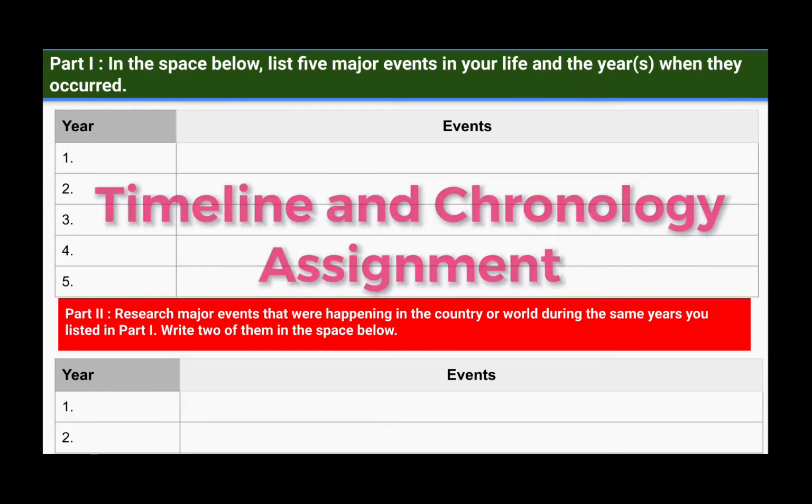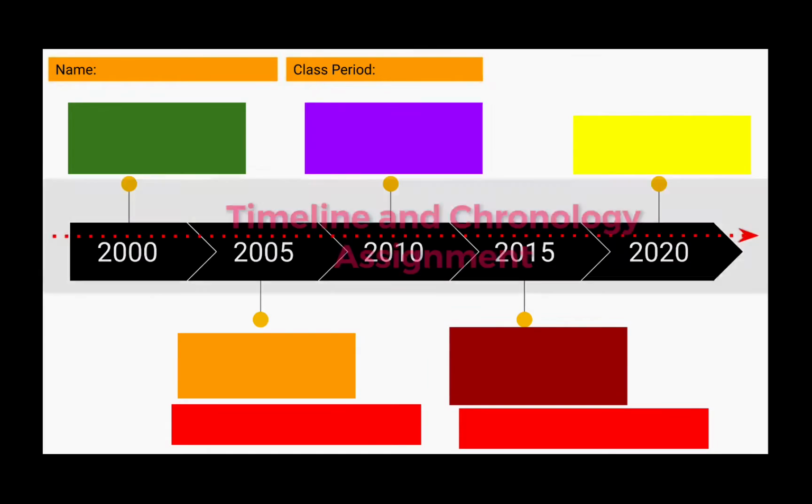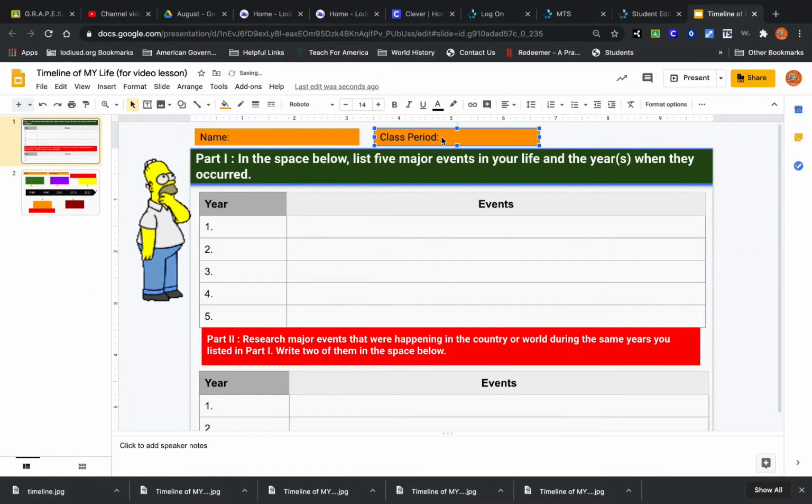This assignment is pretty straightforward. So this is the timeline and chronology assignment. Go ahead, open the file, and you will find it in our Google Classroom. Fill in the basic information here: name, last name first, and then class period. Of course, the next important thing is to read the directions.